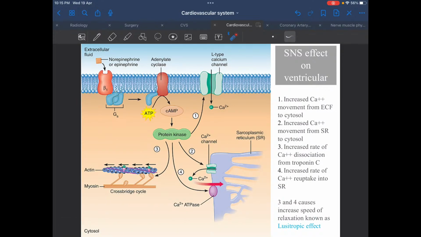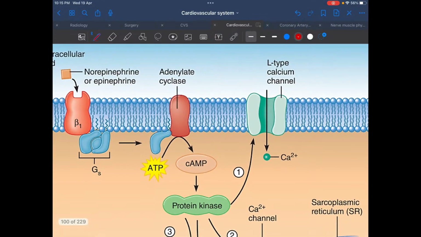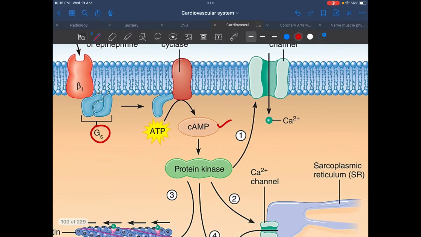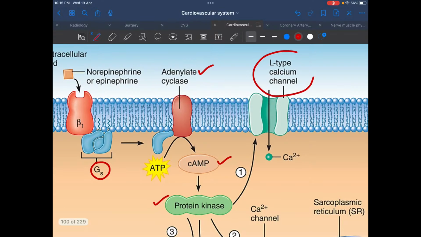How can it do that? It's going to lead to increased calcium movement from the ECF to the cytosol. That's one mechanism it can do. Okay? How does it do that? Because we know that whenever we have this beta 1 receptor, right? This is a Gs linked receptor that's going to activate your adenylyl cyclase. That's going to generate your cyclic AMP. This cyclic AMP is going to activate your protein kinase A, and one of the proteins that it's going to phosphorylate is your L type calcium channel. Okay, and that's going to lead to an increased amount of calcium influx, and that can lead to an increase in contractility.